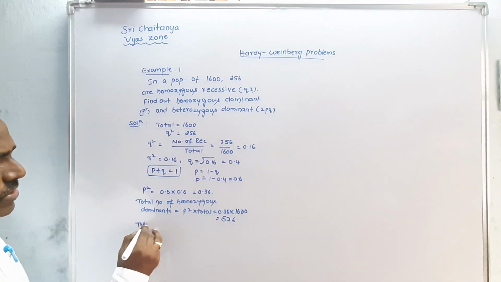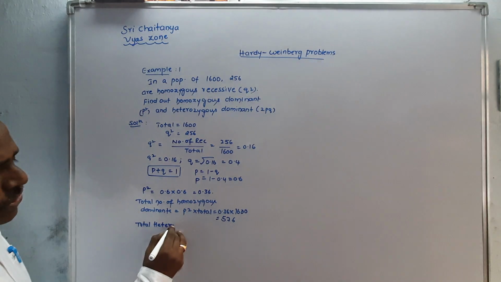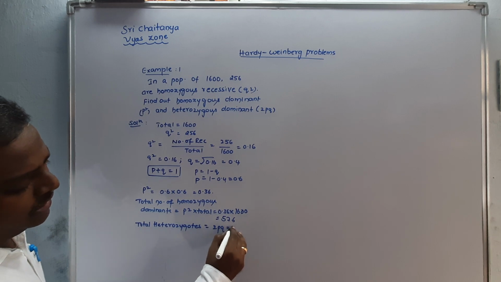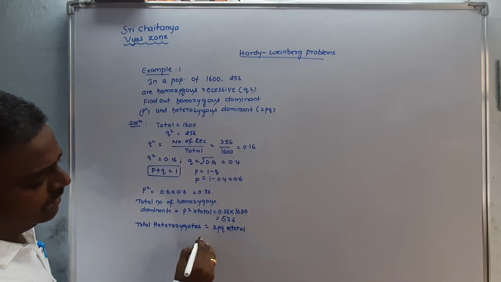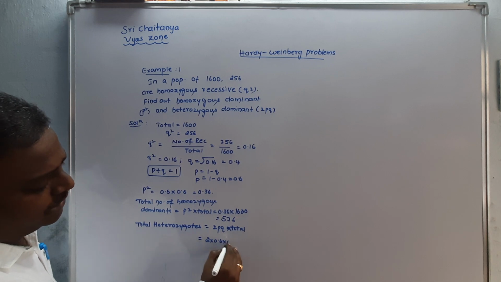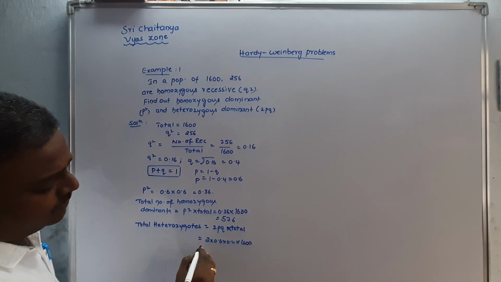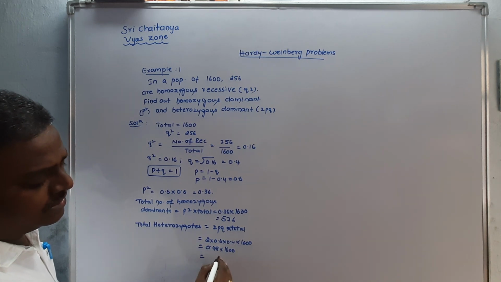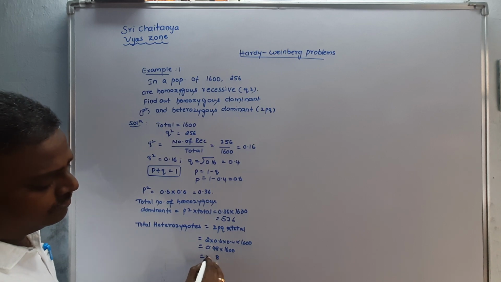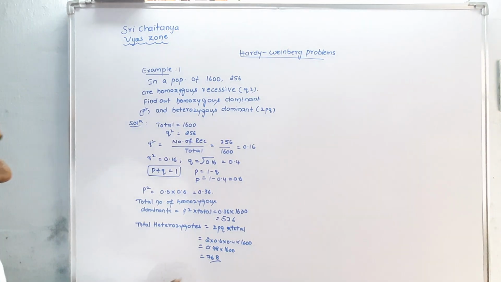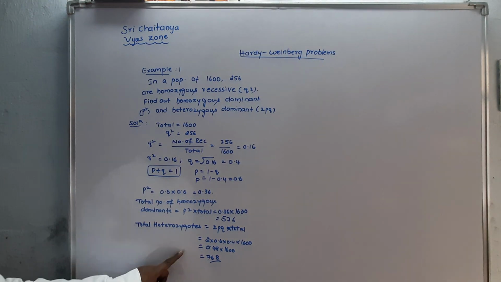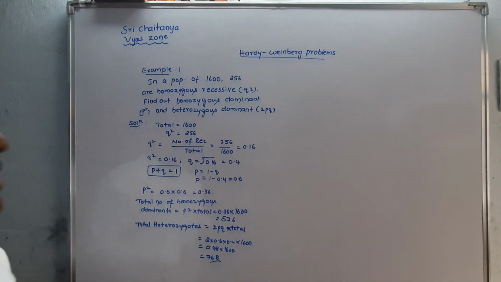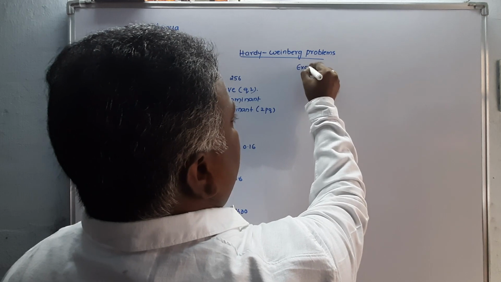Whereas the total number of heterozygotes is equal to 2pq into total, that is 2 into 0.6 into 0.4 into 1600, which is 0.48 into 1600. So 768 is the answer for total heterozygotes. This is one type of model; they may ask this question. Then what is the second type of model?